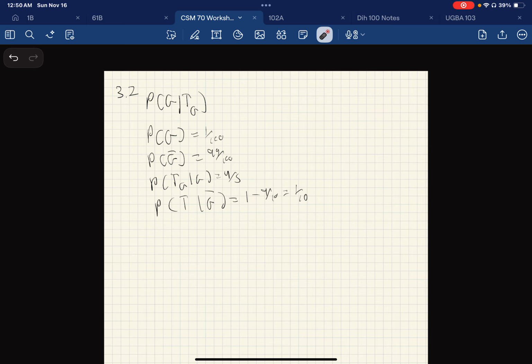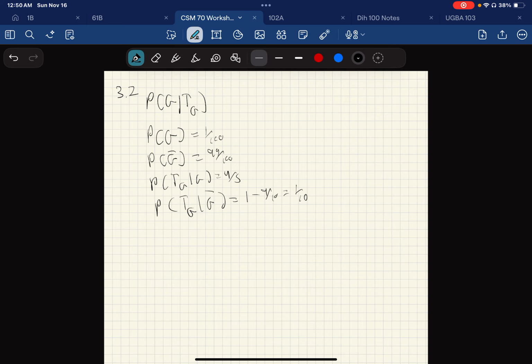So let's proceed. With these types of problems, it's always good to write out your givens. So let's go for those things. The probability of someone being guilty is 1 out of 100, given by the problem. The probability that someone's not guilty, just using the complement, is 99 over 100. And then the probability that the test reads guilty given that someone is guilty is 4/5, as given by the problem.